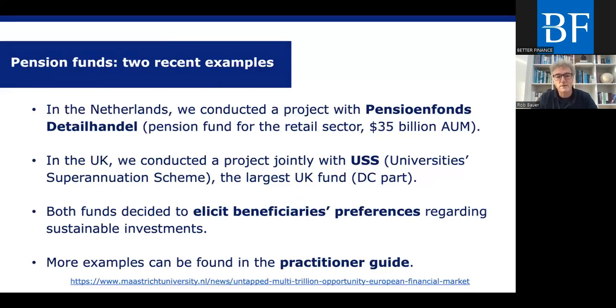Okay, so I'll give you two examples, one from the Netherlands, where we conducted a project with the retail pension fund, the Pensioenfonds Detailhandel, a relatively big fund, 35 billion assets under management. That's a DB plan. So like me, you get in and you cannot get out. In the United Kingdom, we also conducted a project jointly with the University Superannuation Scheme, which is the largest UK fund. So I think it's like £100 billion or something. It has a defined benefit part, but we investigated the supplementary DC, defined contribution part. And both funds are really interested in eliciting their beneficiaries' preferences regarding sustainable investments. In the guide, you get way more information, and you can download the guide in the link you see there. By the way, this will also be recorded, so you will also see over there where you can download this.